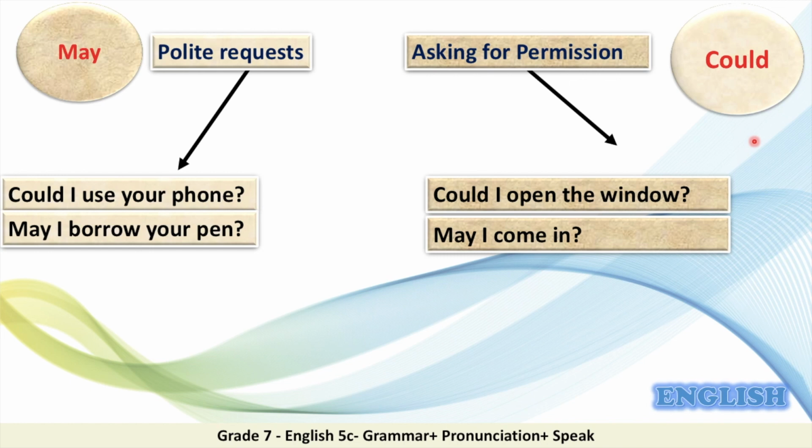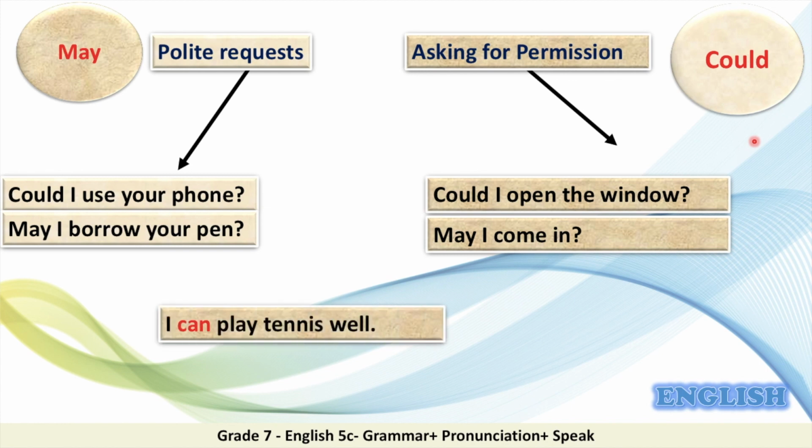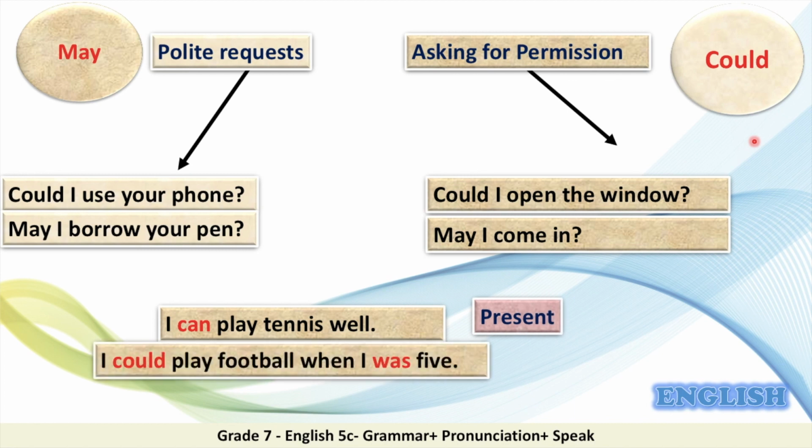Also, could is the past of can, and they are used for ability. For example, I can play tennis well, which means I am able to play tennis well, and this is present. I could play football when I was 5, which means I was able to play football when I was 5, and this is past. Okay, thank you.